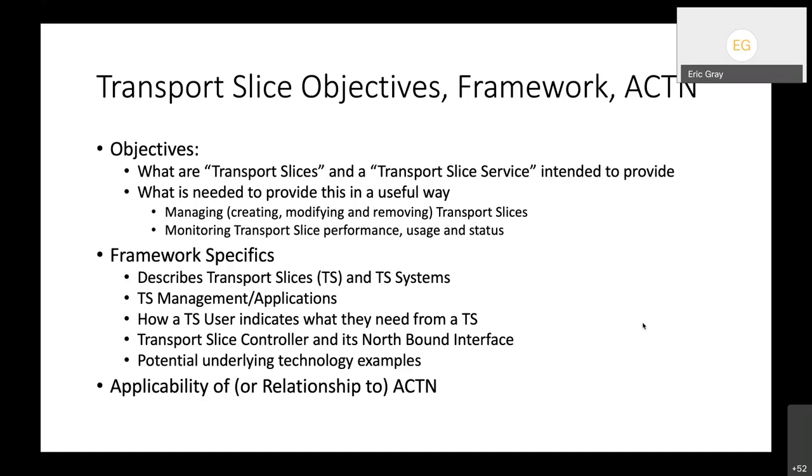And the section on applicability of ACTN is sort of a mapping section between ACTN terminology and the terminology that we're using. This is kind of an answer to an Adrian comment earlier. And there's actually a figure in there provided by Drew Doty that shows the mapping. These are the terms and concepts used in ACTN, and these are the corresponding terms and concepts used in this particular work. Next slide, please.